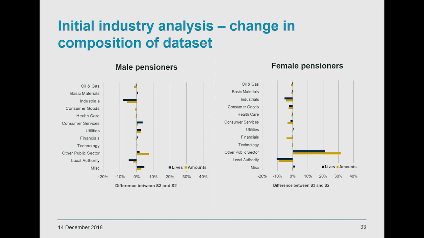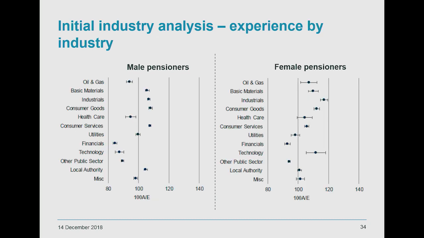So as I say, we do always see some changes in the composition between different iterations of the data set. And the other thing that we looked at was what mortality experience was like with different industries, because I think we mentioned within the consultation paper that different industries have different levels of experience, and that actually the differences were potentially greater for some industries than between public and private sector. So we see again on the left-hand side, the male pensioners.